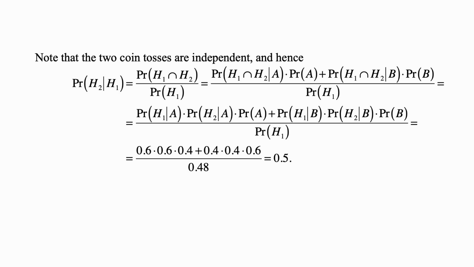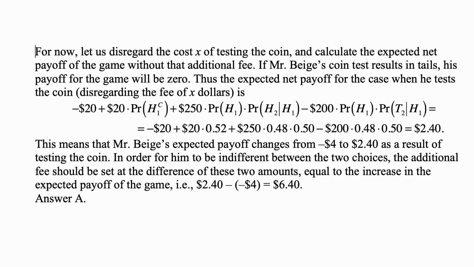And we then plug in the numbers, and this is 0.6 times 0.6 times 0.4 plus 0.4 times 0.4 times 0.6, the whole thing divided by 0.48, and that's 0.5. For now, let us disregard the cost X of testing the coin and calculate the expected net payoff of the game without that additional fee.